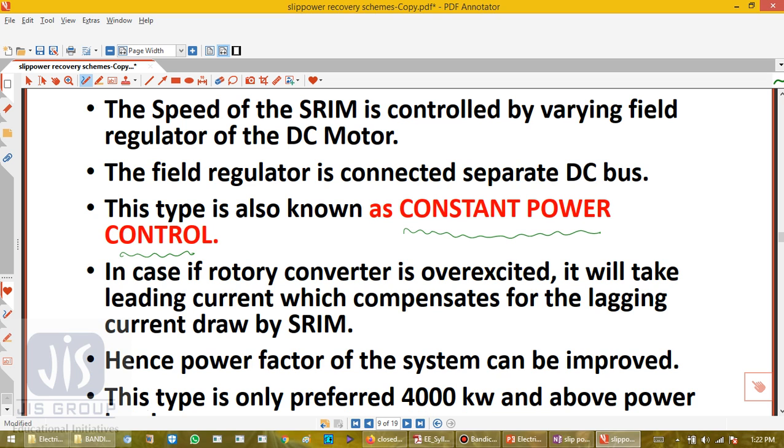In case the rotary converter is overexcited, it will take leading current which compensates for the lagging current drawn by the SRIM. This is very important and we should always remember that if we overexcite the rotary converter, it will take leading current which compensates for the lagging current drawn by this slip ring induction motor. Okay, so this is a kind of power factor improvement scheme. So using this Kramer drive we can improve the power factor.